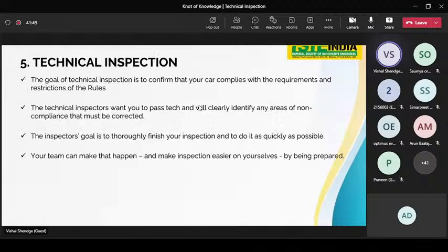Now, technical inspection. The goal of technical inspection is to confirm that your car complies with the requirements and restrictions of the rules. The technical inspector wants you to pass technical inspection and will clearly identify any areas of non-compliance that must be corrected. The inspector's goal is to thoroughly finish the inspection and do it as quickly as possible. Your team can make that happen and make inspection easier on yourself by being prepared.